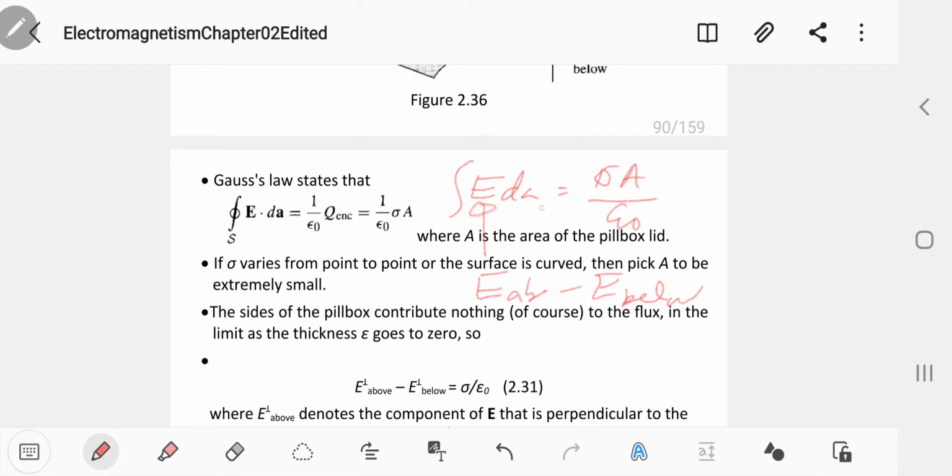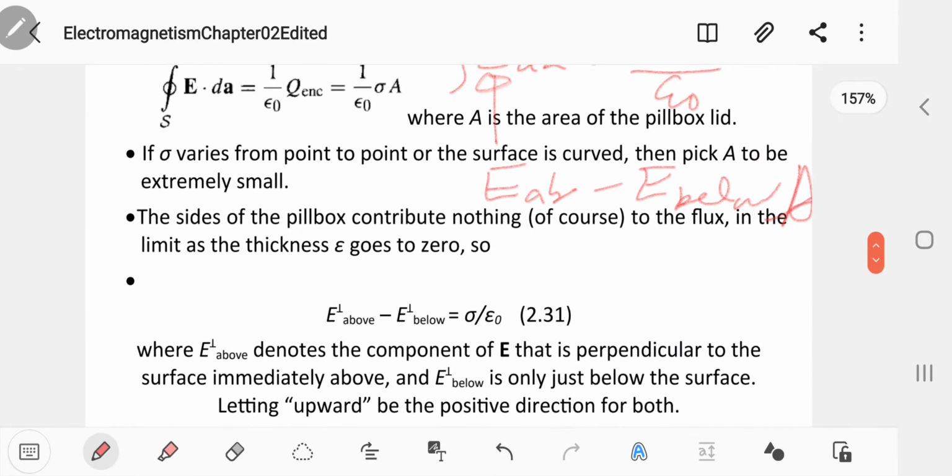So this is of course constant. You can take that out of the integral. If you integrate dA, that would be A, so the A will cancel here and the A here will cancel, so that you will have this expression.